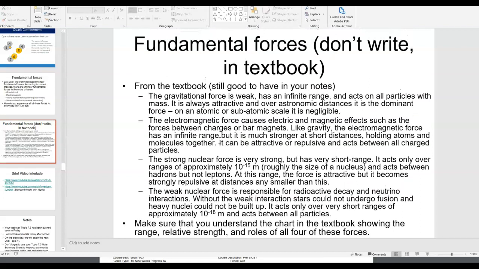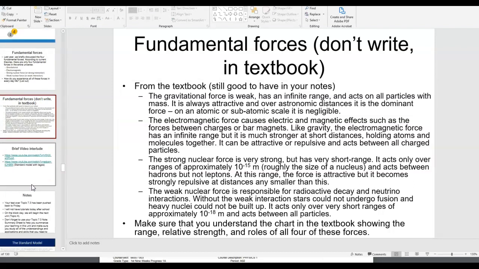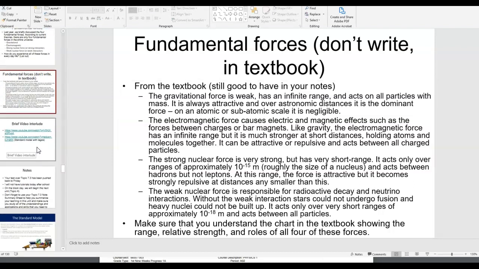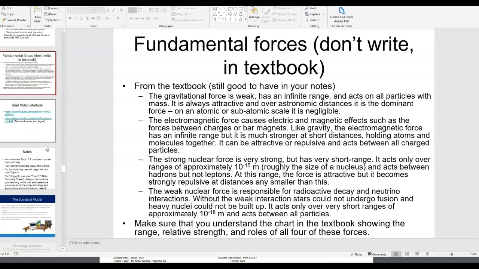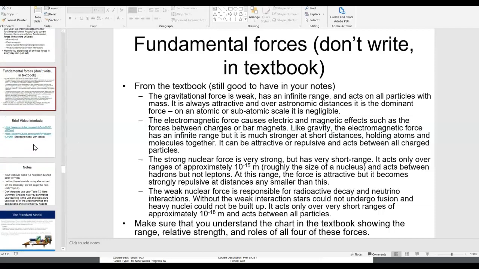There's a lot of information in your textbook about these forces. Please do not write this in your notes because it's all in your textbook. I would make sure that you know the different properties of the different forces. But again, I would definitely not write all this down word for word. But you do need to know the relative strength of all of the four fundamental forces. You do need to know some basic facts about all of them. And so I would just look over what's in the textbook and try to get down the most important information.